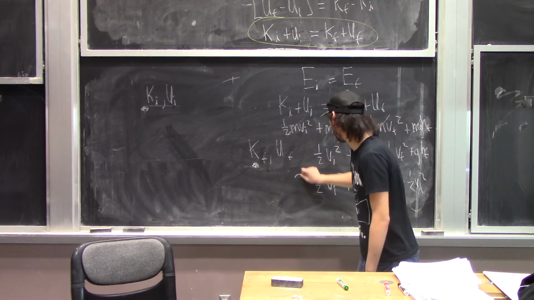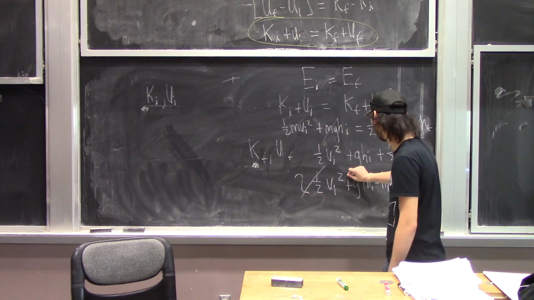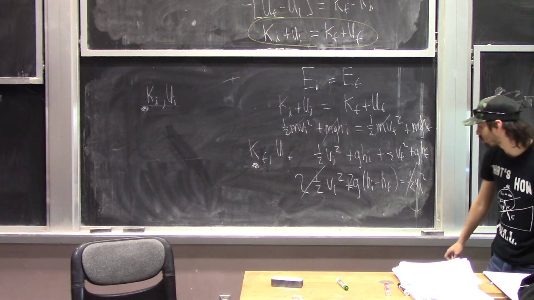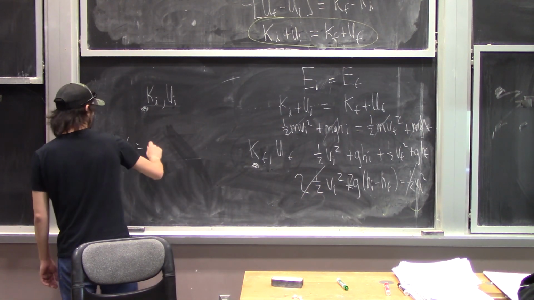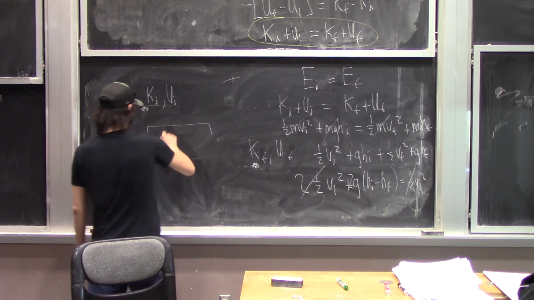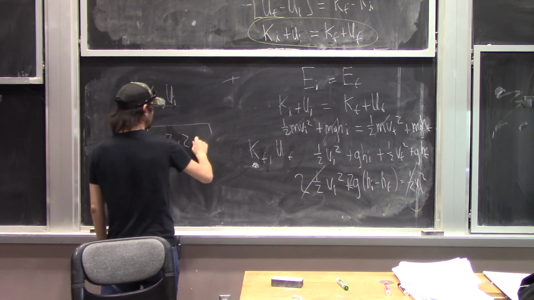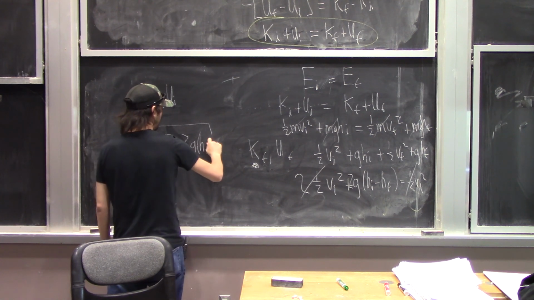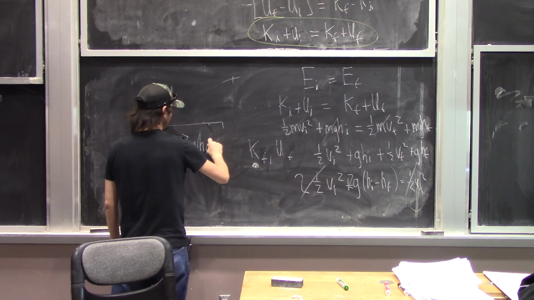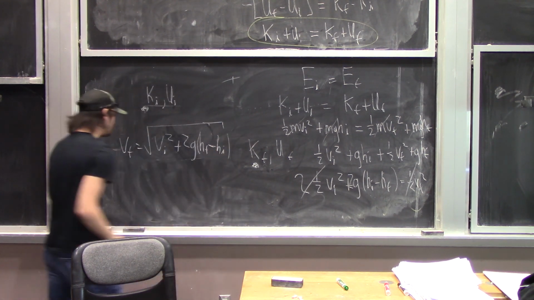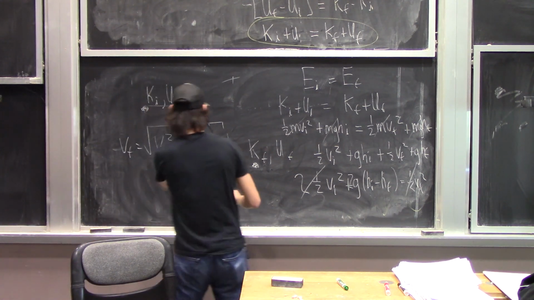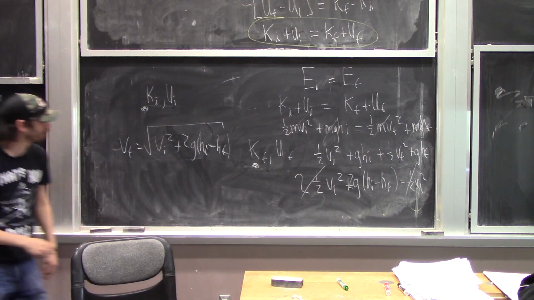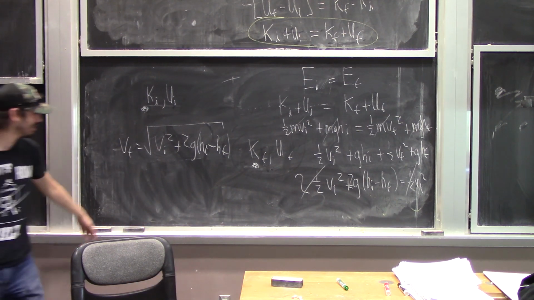Multiply both sides of the equation by 2. That cancels this. That puts a 2 here. And then take a square root. And so when we do that, we end up seeing that vf is going to be equal to the square root of vi squared plus 2g times hf minus hi. And this is hi, sorry, hf, thanks. I did it on purpose to make sure everybody was paying attention.